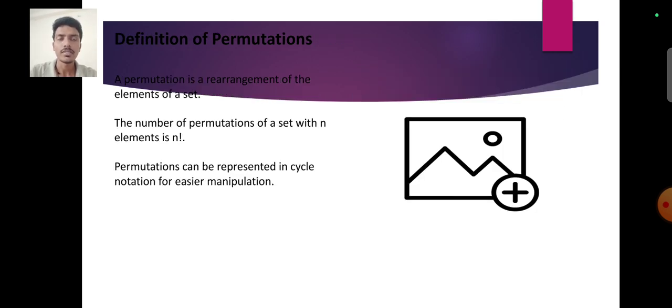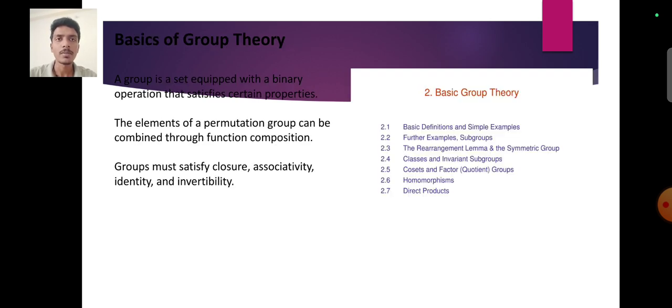Definition of permutations. A permutation is a rearrangement of the elements of a set. The number of permutations of a set with n elements is n factorial. Permutations can be represented in cycle notation for easier manipulation.